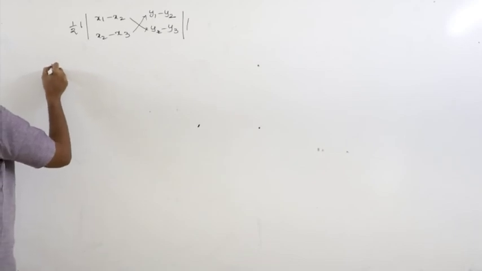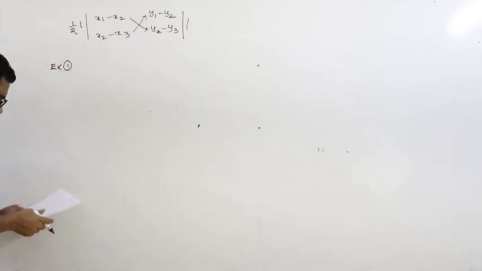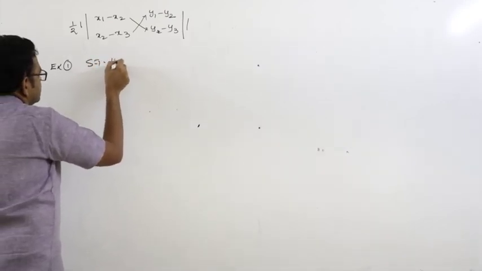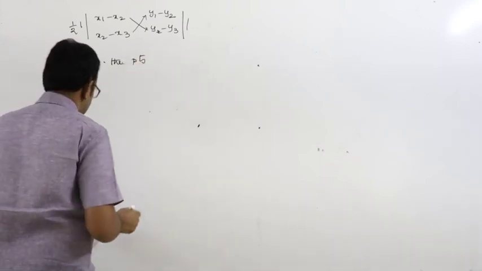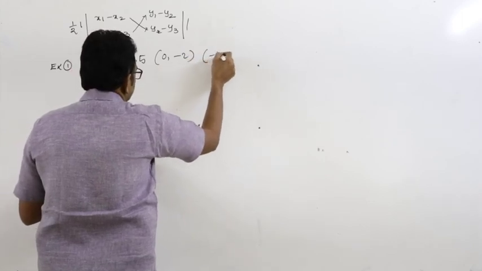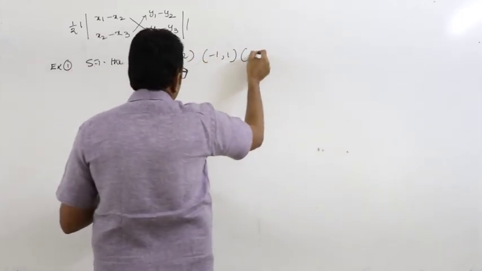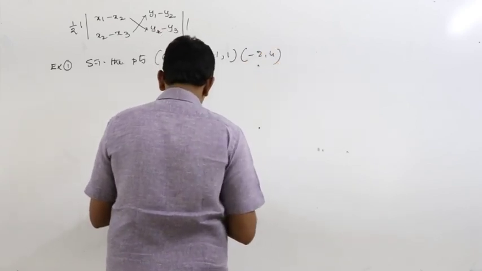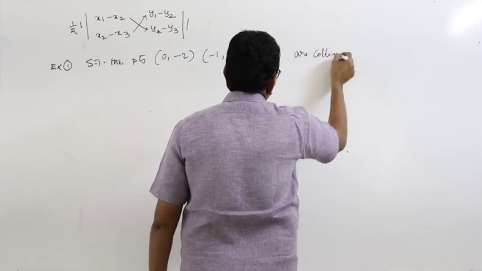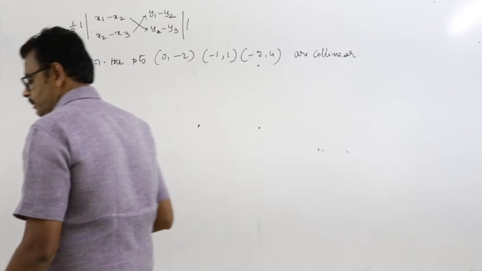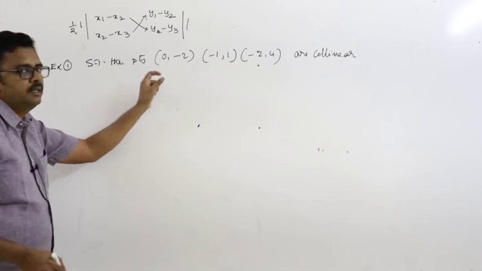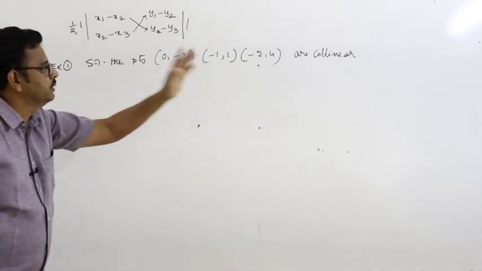An example. Show that the points (0, -2), (-1, 1) and (-2, 4) are collinear. Collinear means what? We have to show that the area of the triangle formed by these three points is 0.